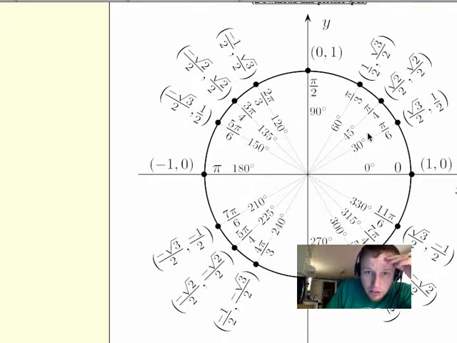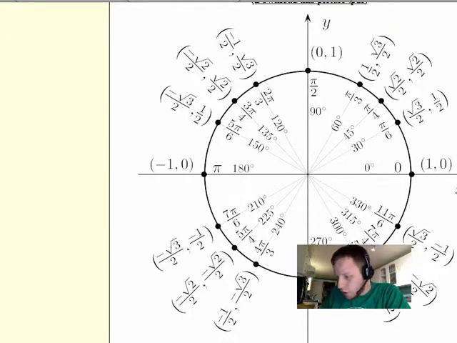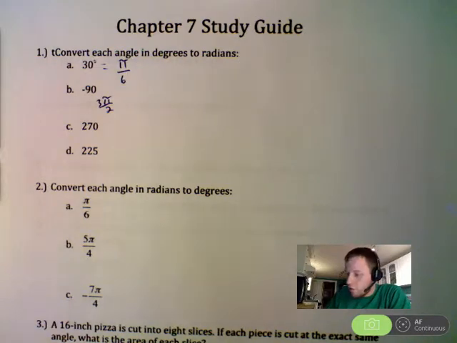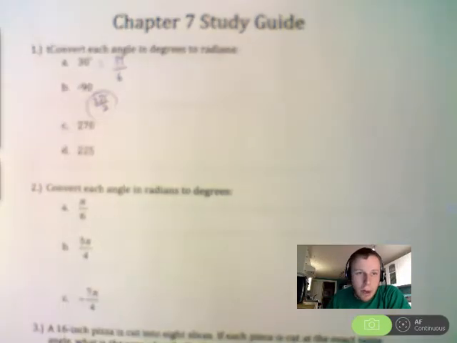Now this is positive 30, positive 45, positive 60, positive 90. If we went negative 90, negative 30, negative 45, negative 60, negative 90 here, which essentially, if you think about it, is 360 minus 90, gives us 270 degrees, which is 3 pi over 2. So negative 90 is 3 pi over 2. Okay, so 3 pi over 2.